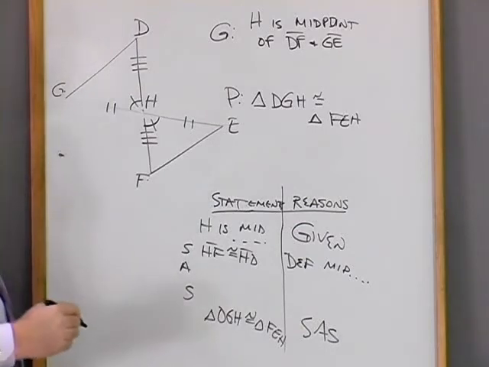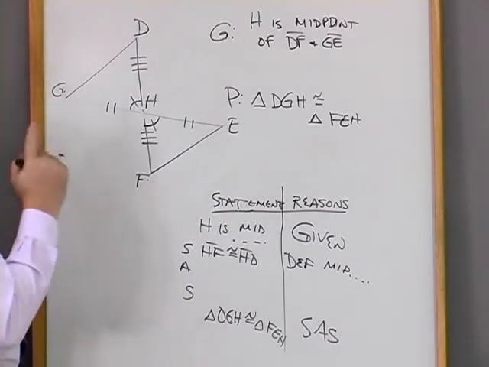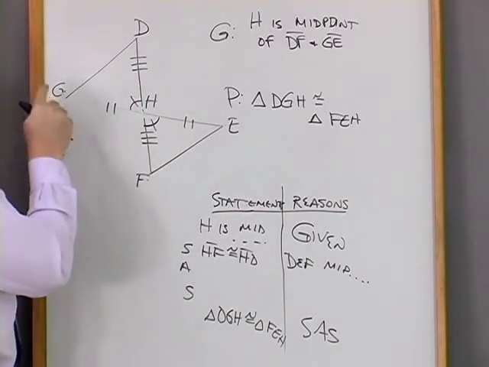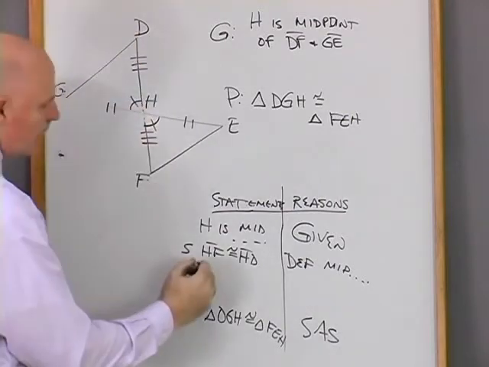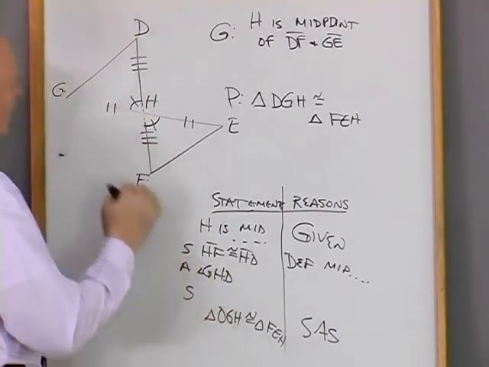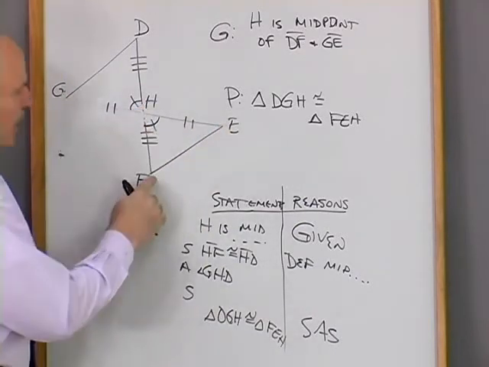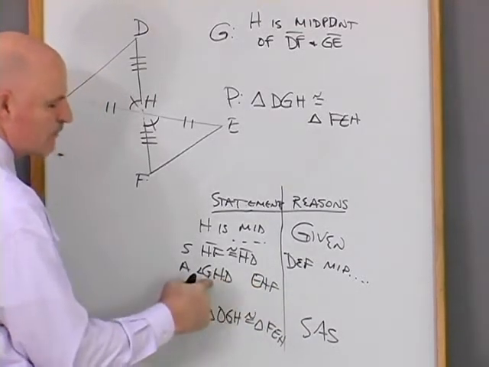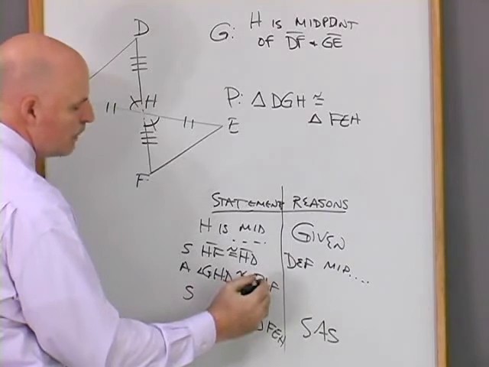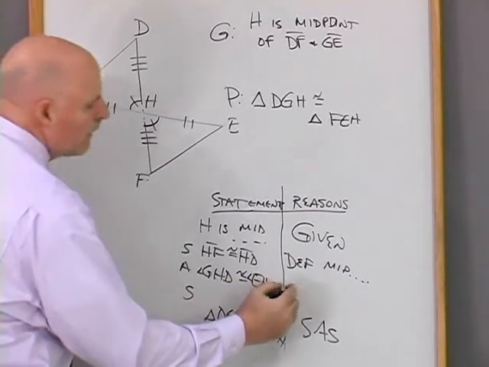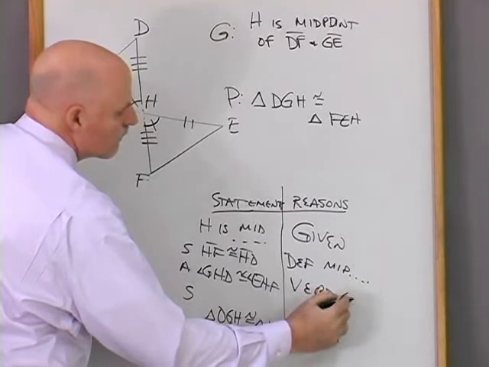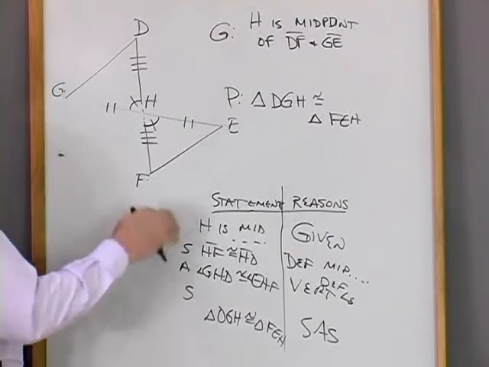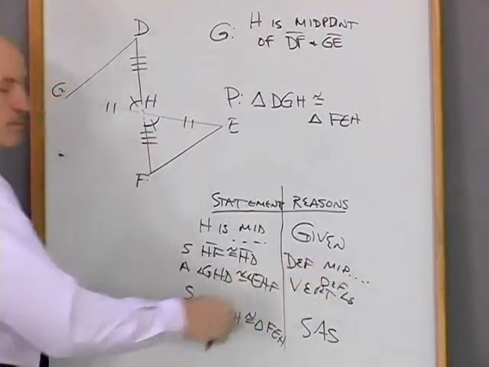Where's our angle going to be? Well, we can't say angle H because that could be this, it could be this. We have to use the letters. So we're going to say angle GHD, how about that? GHD, and then EHF. H is still the midpoint. I mean, you can see it's the vertex. But these are congruent because of, right, vertical angles, or definition of vertical angles. And then we need one more side. It's going to be this and this. The reason is definition of a midpoint.